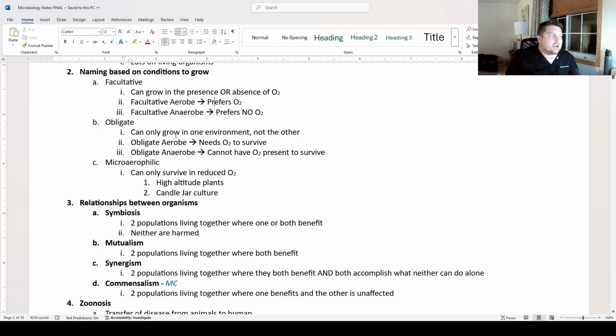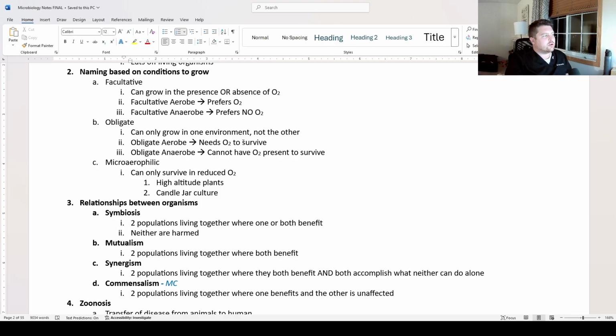Obligate means that it can only grow in one specific environment. Again, we typically refer to this in terms of oxygen. So an obligate aerobe absolutely needs oxygen to survive. If there's no oxygen, it dies. For example, us as humans, we're obligate aerobes. Obligate anaerobe cannot have oxygen present to survive, so they need to be in conditions that have zero oxygen.